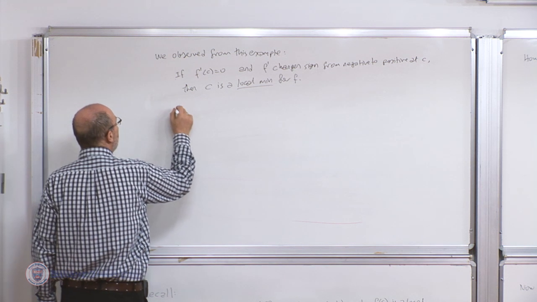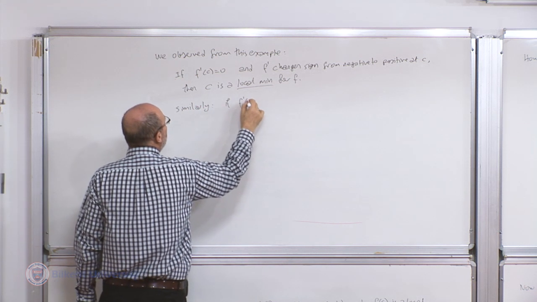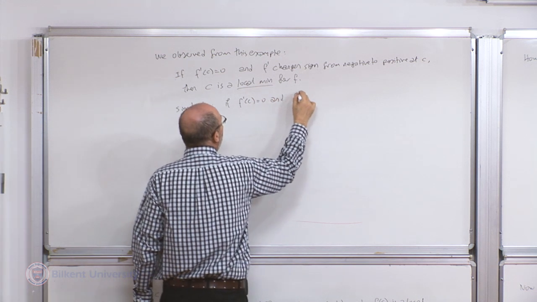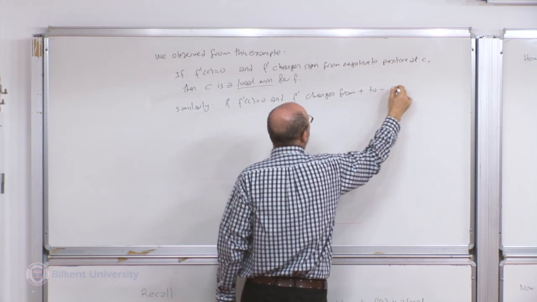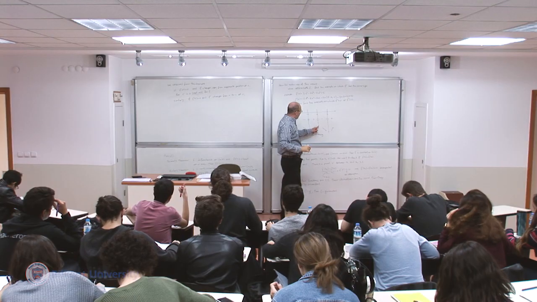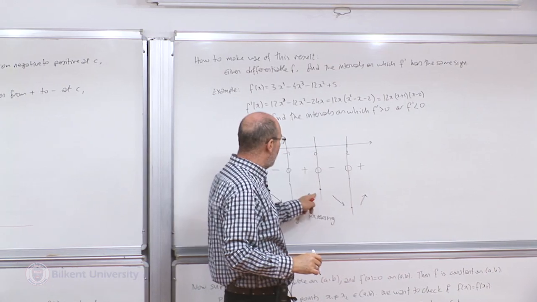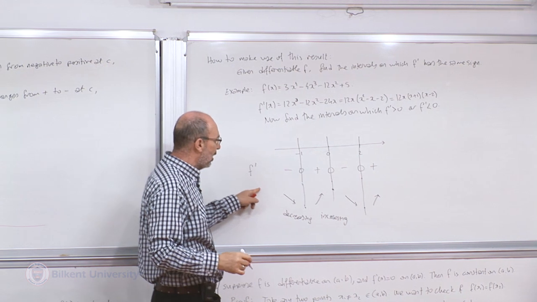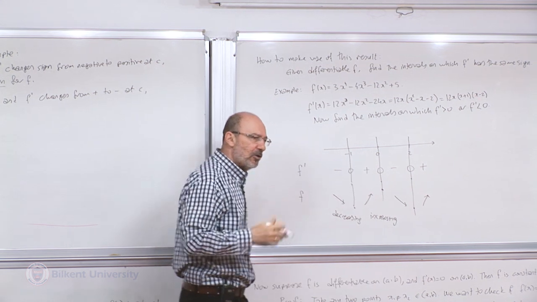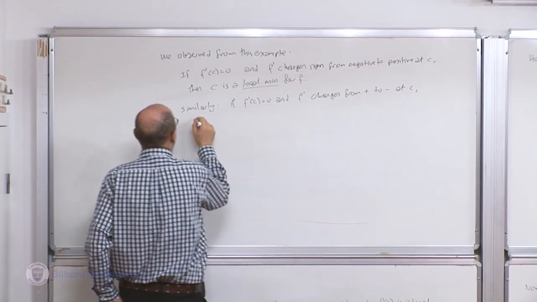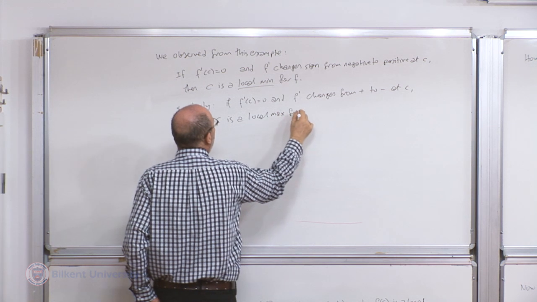So similarly, if f prime of c is 0 and f prime changes from plus to minus at c, so it is one of these things. Immediately to the right of this point, in some neighborhood, it is plus. So we are not exaggerating. We are not going here and saying, but here it was negative. The understanding here is that it is just around that point. So again, common sense. Then c is a local maximum for f.